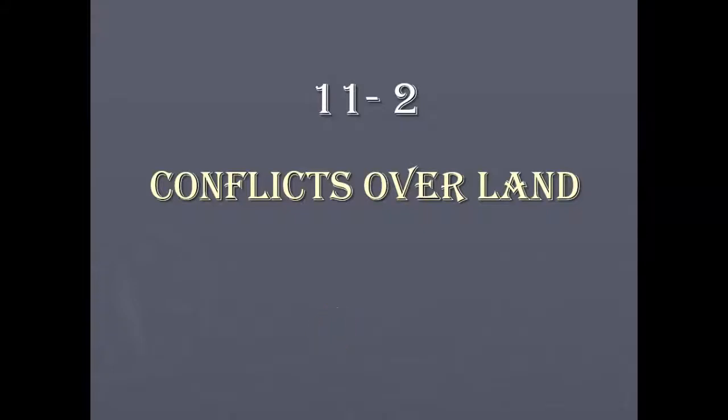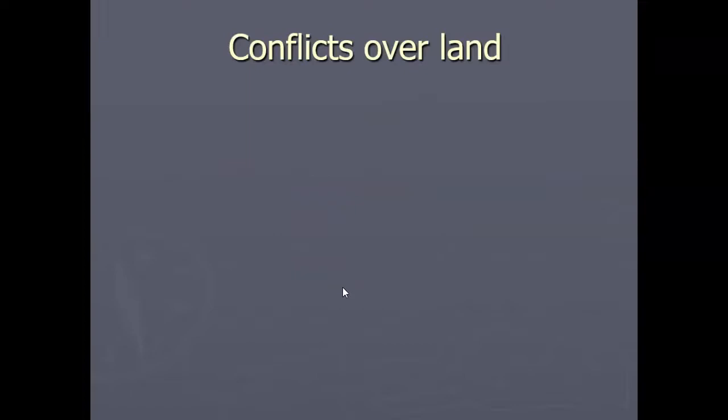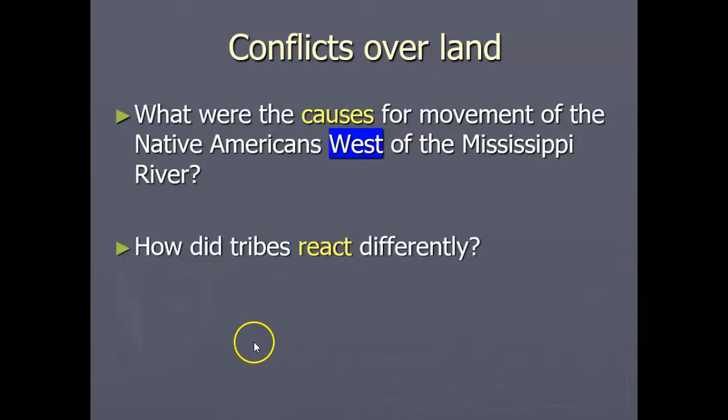We now begin 11.2, the second section of Chapter 11, the conflicts over land, dealing with the Native American issues. So this is our main question, and here are two essential questions. What were the causes for the movement of Native Americans west of the Mississippi River from their homelands east of it? And then how did different tribes react differently to that situation?